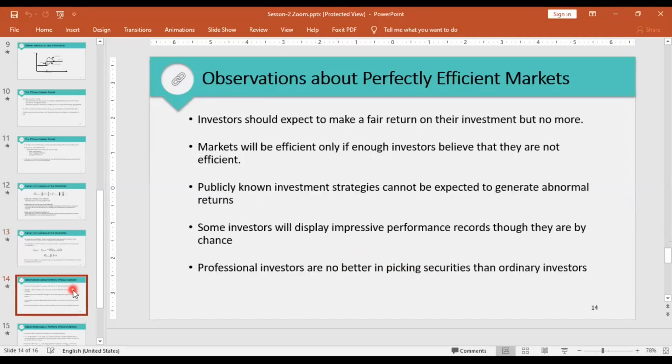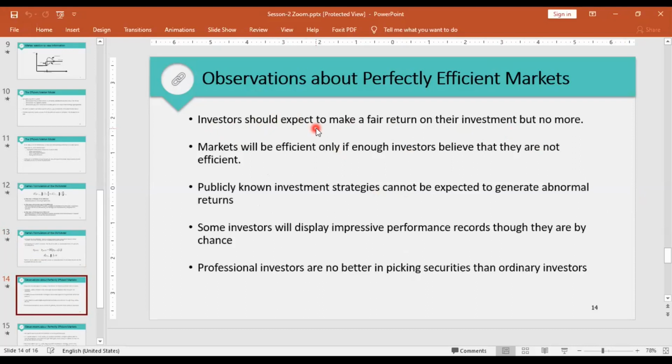So that's what you want to understand. Now, I am moving into this observation. If the market is actually efficient, this observation can be found. Investors should expect to make a fair return on their investment. There will not be abnormal return. There will be only fair returns. That is fundamental to the market.